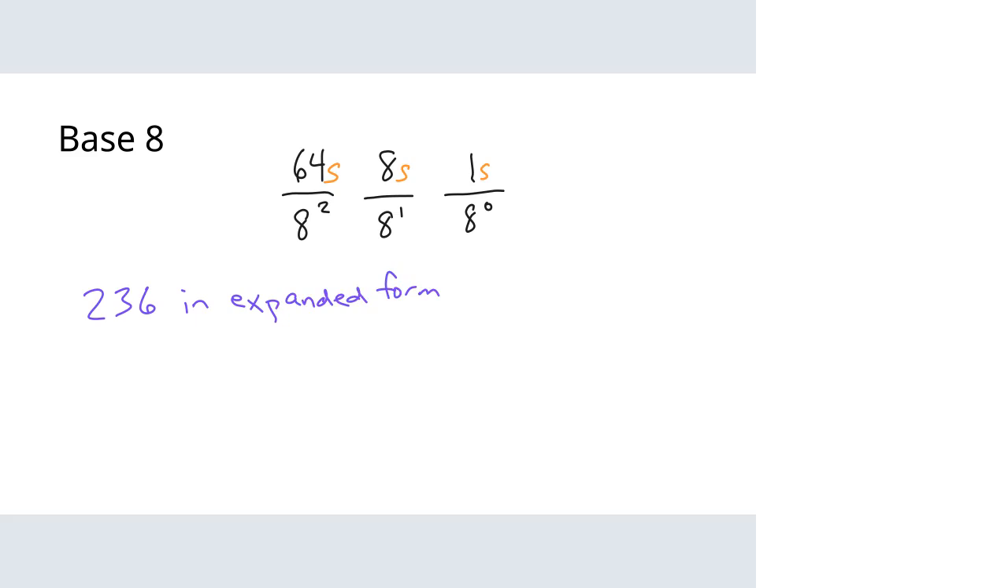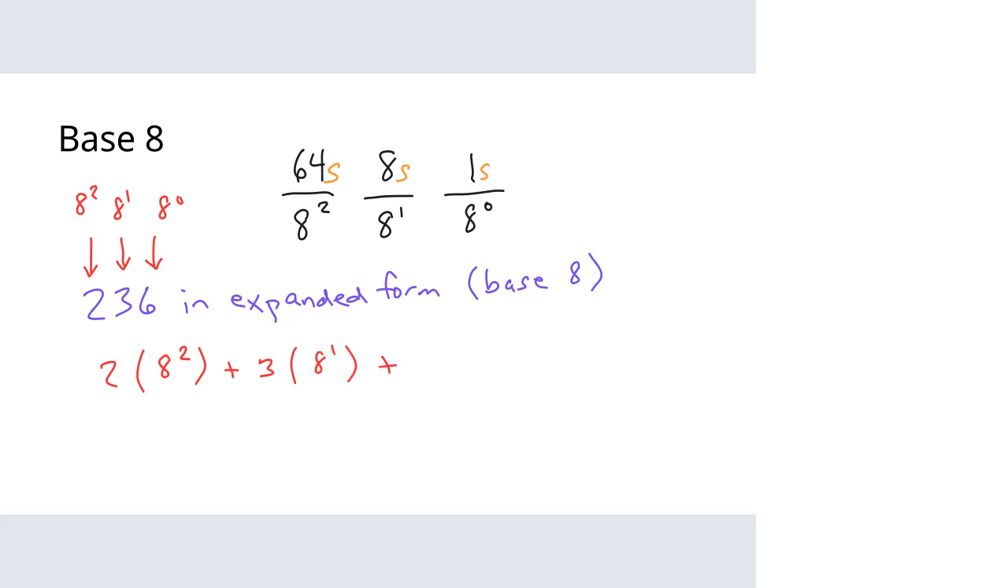So if I wanted to write 236 in expanded form in base 8, what we would do is look at my place value positions. Here, I have 8 to the second power. Here, I have 8 to the first power, and here I have 8 to the 0 power. So in expanded form, this would be 2 times 8 to the second plus 3 times 8 to the first plus 6 times 8 to the 0.